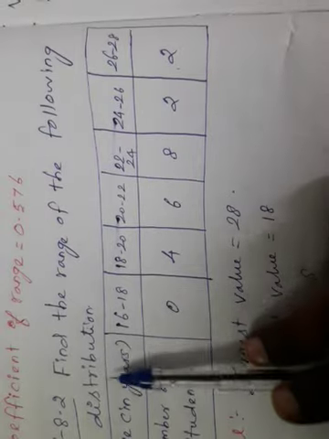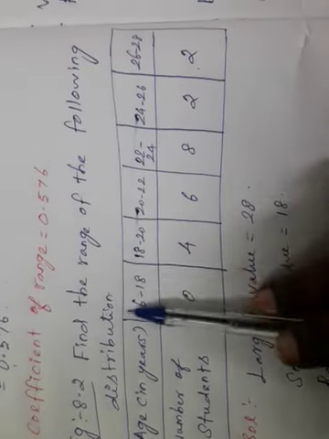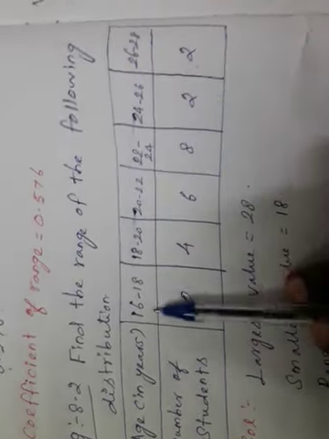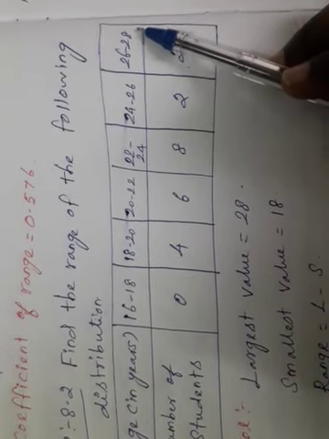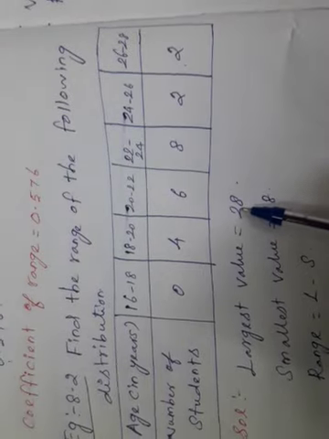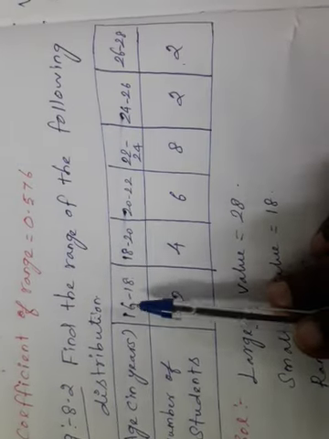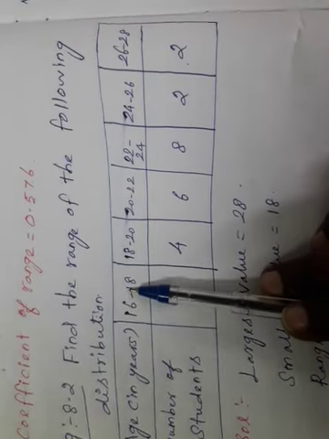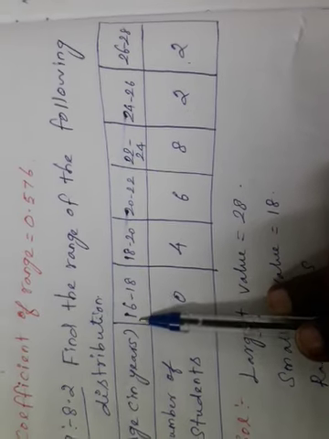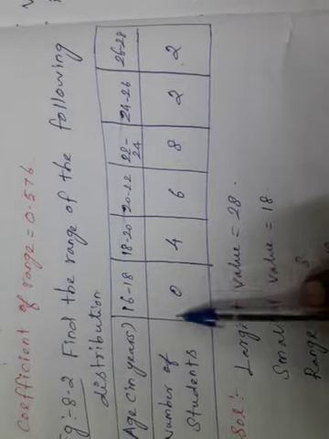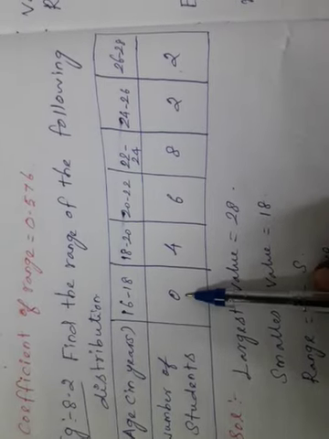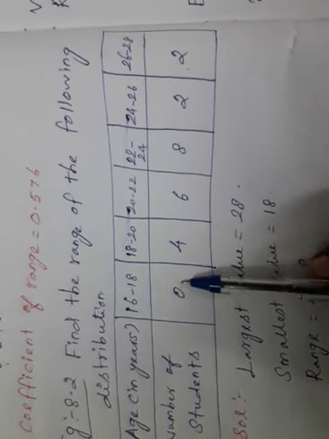So now we have to consider this only. This is enough. So here you have to check it. Which is the largest value? 28. Which is the smallest value here? 16. But we can't consider 16 as the smallest value because the number of students is 0. Here there is no data entered because the data is 0.